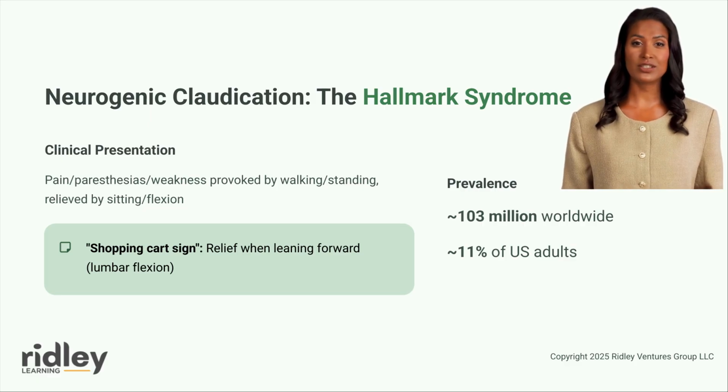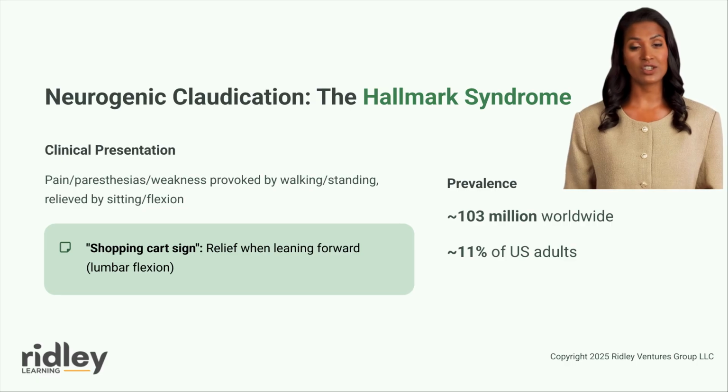Lumbar extension decreases the cross-sectional area of the spinal canal and neural foramina, while flexion increases available space and reduces compression of neural elements. Patients often describe the characteristic shopping cart sign, wherein they experience symptom relief when leaning forward on a shopping cart during ambulation, as this posture induces relative lumbar flexion.